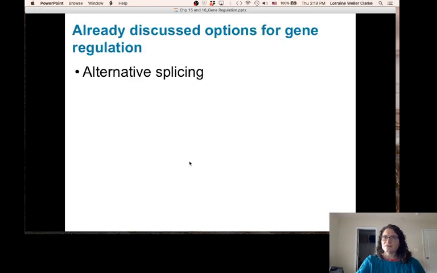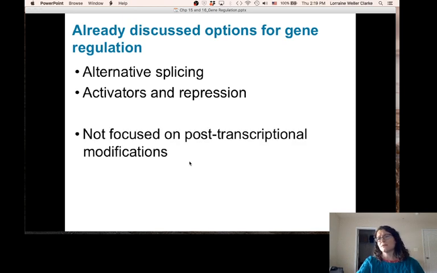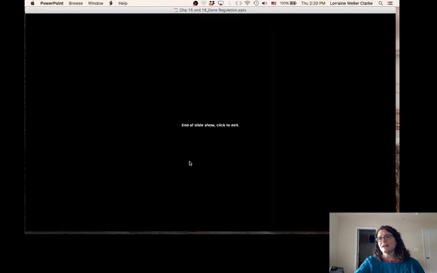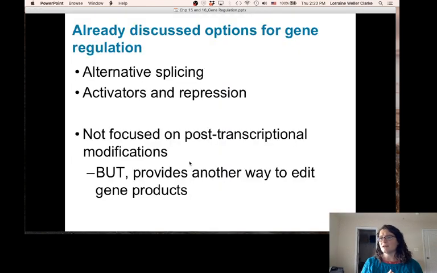All right, and then we already discussed other options. We talked a lot about alternative splicing, talked a lot about activators and repressors, and we haven't focused this class on post-transcriptional modifications, but gene products can be edited that way. The idea is that after you translate it, you can refold and add on a few extra things to the proteins themselves. All right, so that is all of gene regulation.